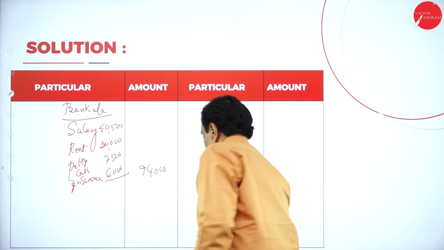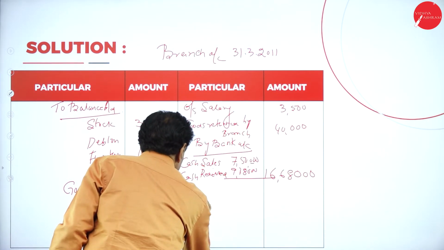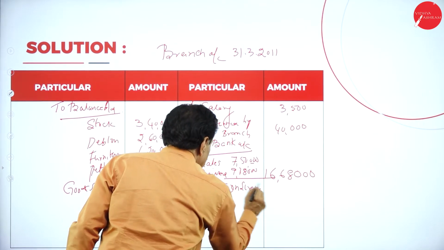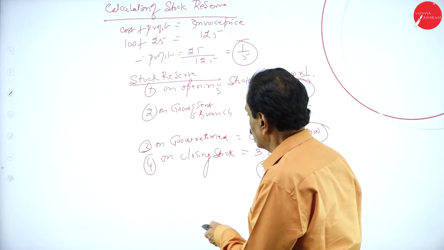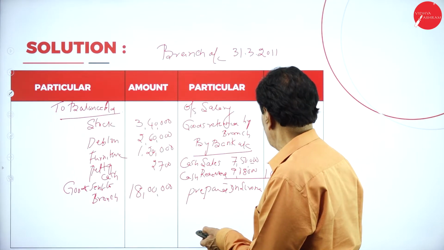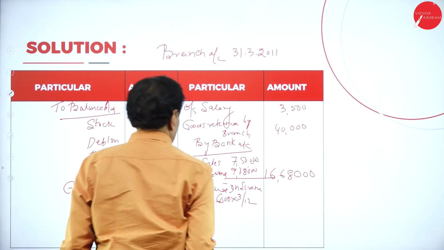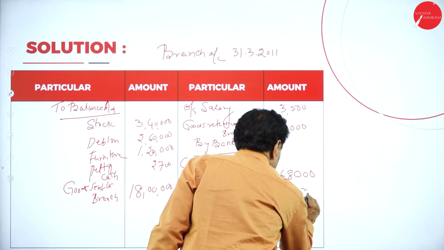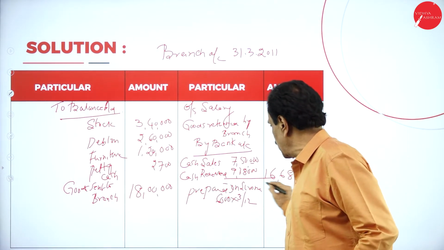Here, regarding the insurance, 3 months prepaid insurance. That is for 3 months. How much was paid for the insurance? Actually, they paid 6,000. Insurance 6,000 into 3 months more, 3 by 12. 3 4s are 12, 4,500 paid extra. Then cash sale, cash received from debtor.